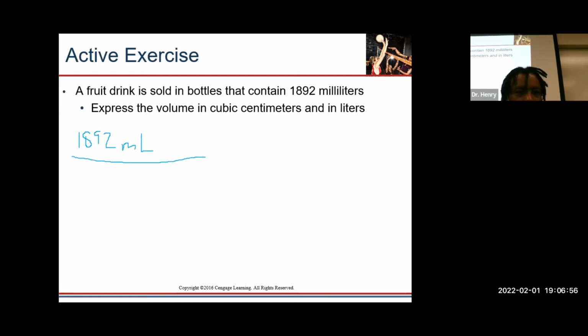Okay. So how can I change that to cc's? What is the equivalency for milliliters to cc's? It's going to be the same thing. It's 1 to 1, right? 1 milliliter is going to equal 1 cc, cubic centimeter. So then we're just going to have the same number, just different units.